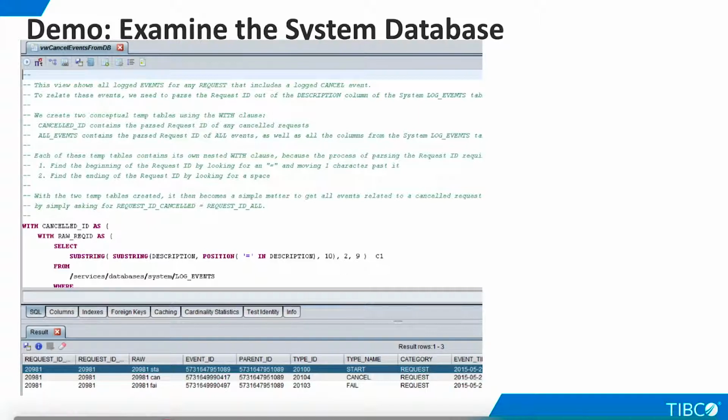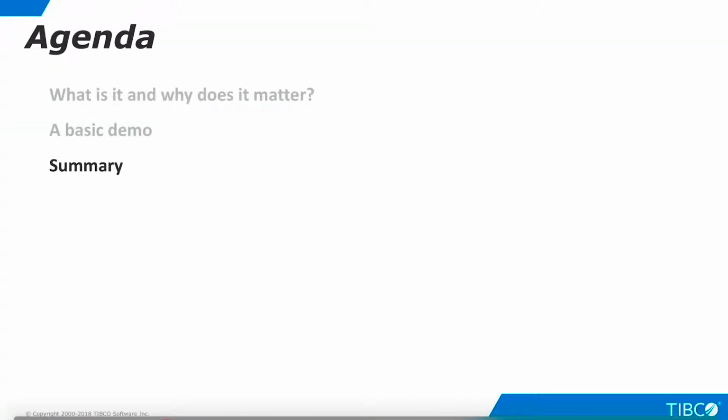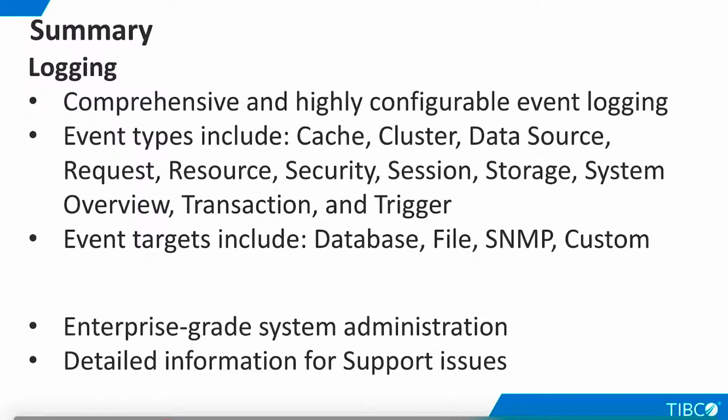Let's summarize what we have seen in this presentation. Event logging capabilities in TDV are comprehensive and highly configurable. Many different system events may be logged, but they fall into the following categories: caching, clustering, data sources, requests, resources, security, session, storage, system overview, transaction, and trigger events.